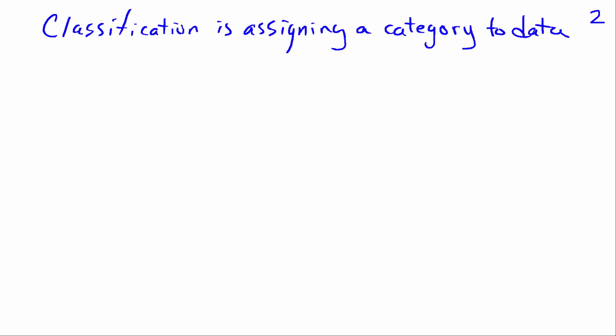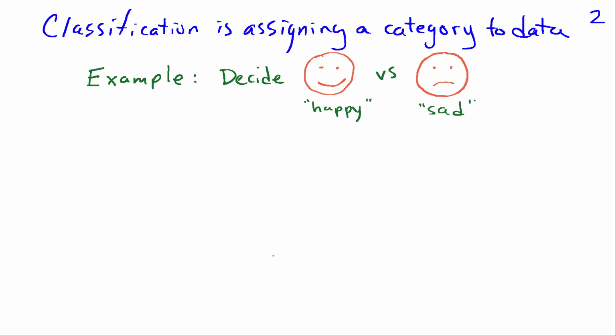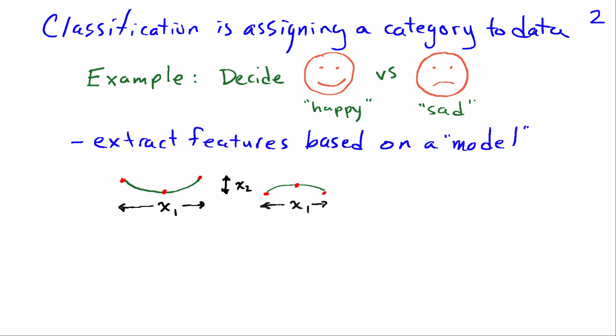Classification is the problem of assigning a category to data. For example, you may have some photos and wish to decide whether a face is happy or sad. So you're trying to categorize the photo as either representing a happy face or a sad face, even though that may be different people. The way that we do this is we extract features from the data based on a model.